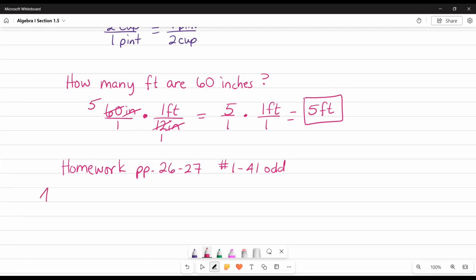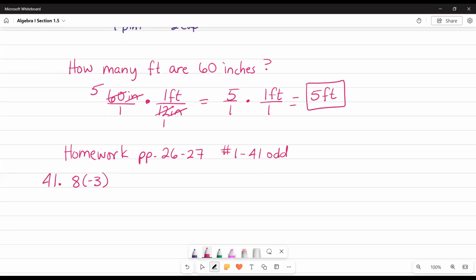So 41 is actually kind of easy and silly. They want you to write 8 times -3 using the definition of multiplication as repeated addition. Literally, how many times? So the answer they're looking for is -3 plus -3. There's 3 times.